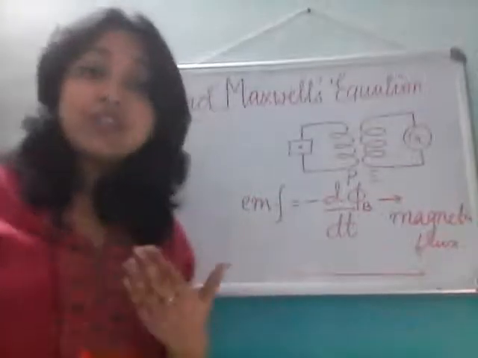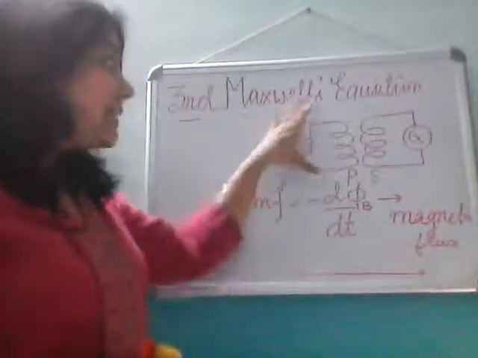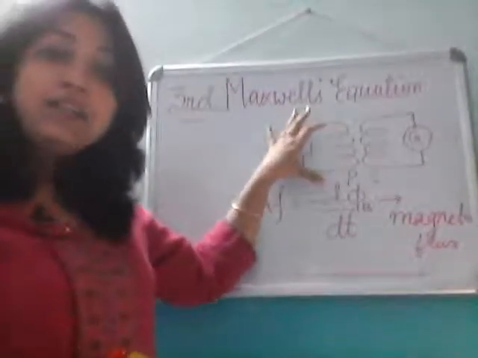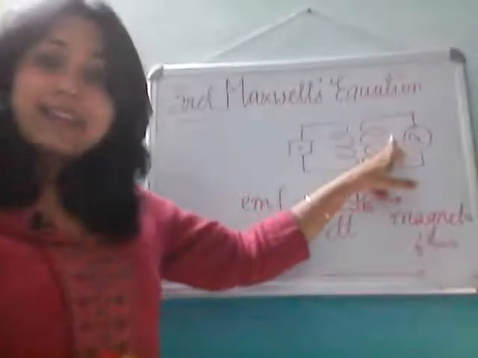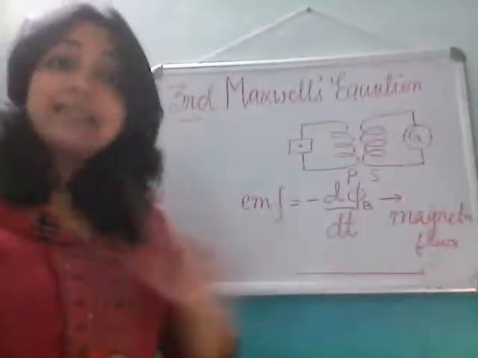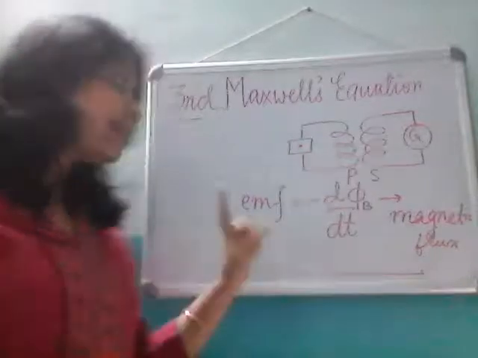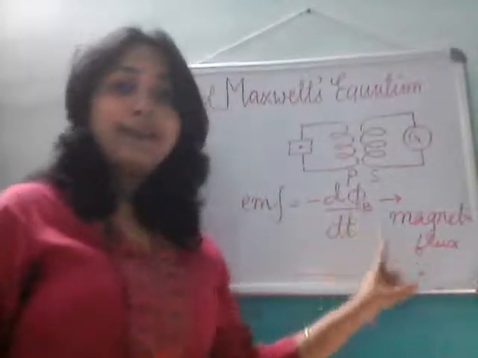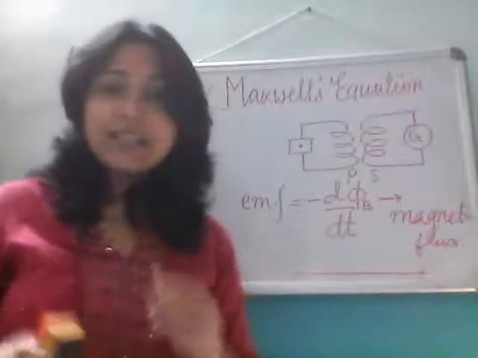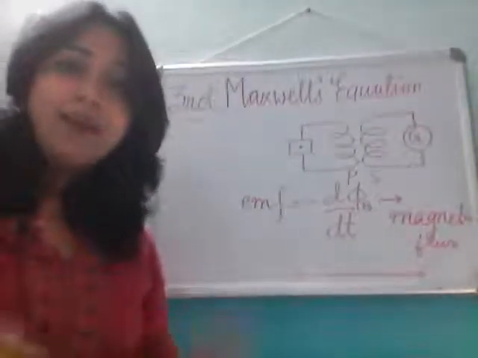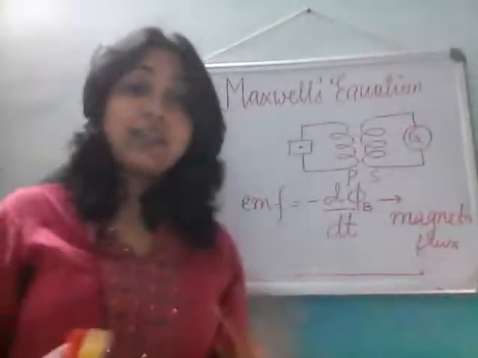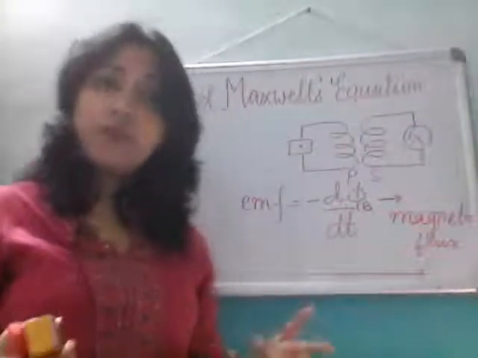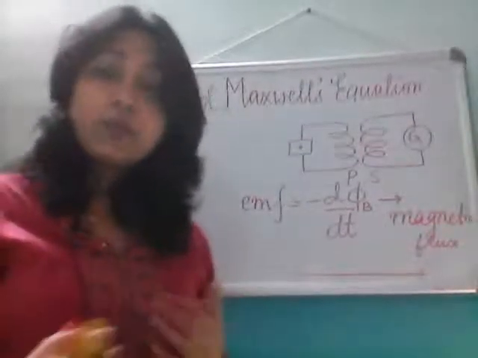So what has essentially happened? This primary coil has induced an EMF inside the secondary coil, and this induced EMF is exactly equal to the negative time rate of the magnetic flux. So if this is understood, let us now put in the various values. Why am I asking you to put in the values?